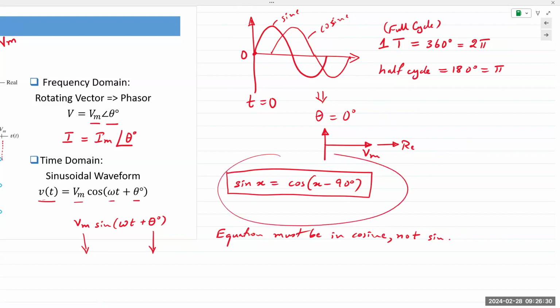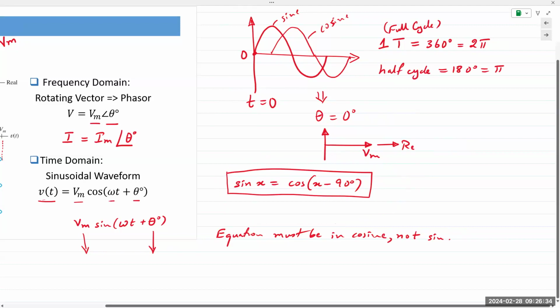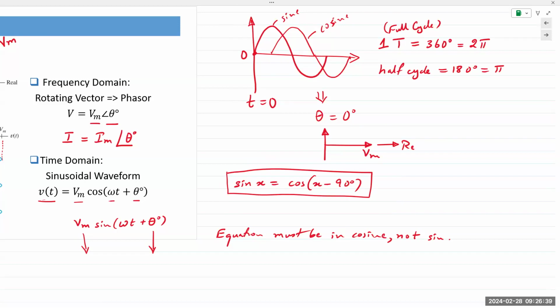So again, this expression is very important. If you need to write the phasor transform directly, and if your expression is in sine, you must change the sine to cosine before you can write the phasor directly. The sine omega t becomes cos of omega t minus 90 degrees.